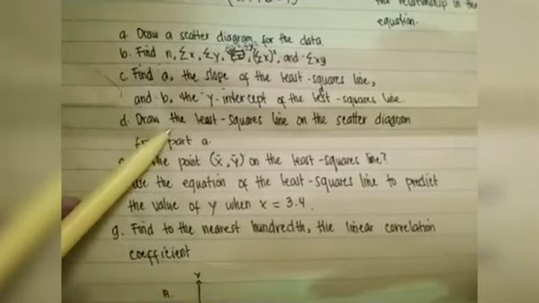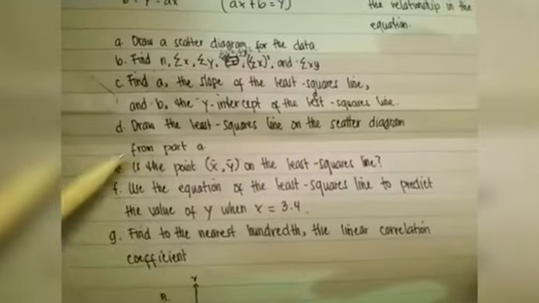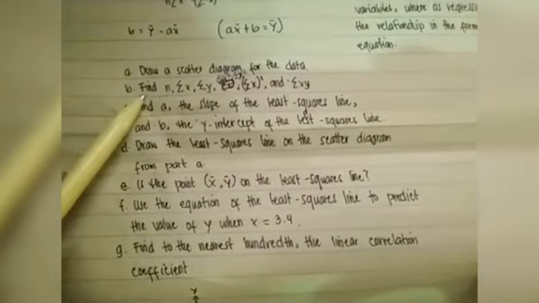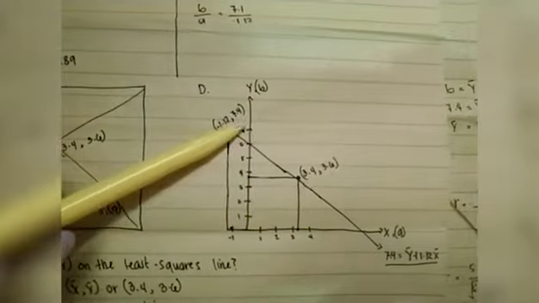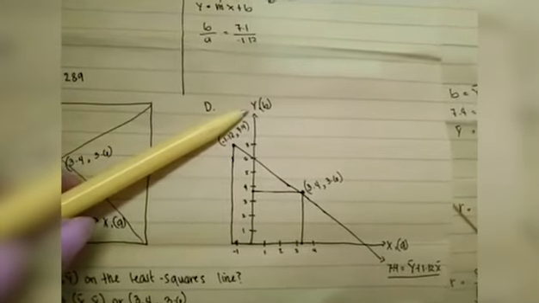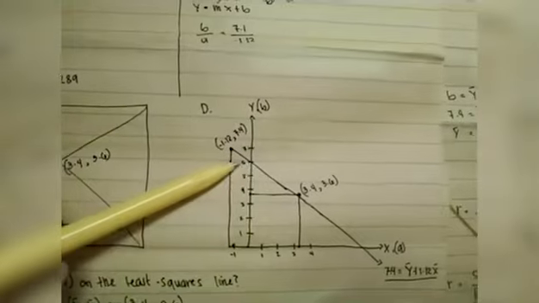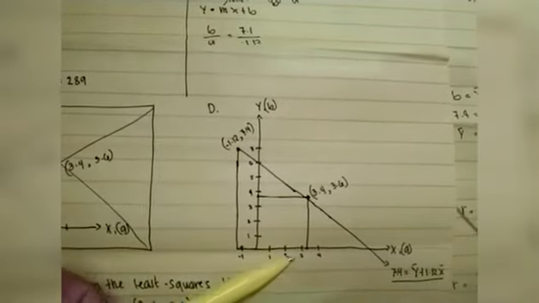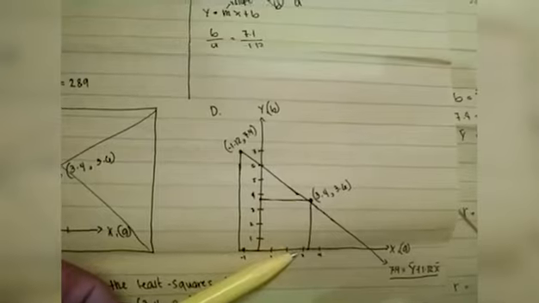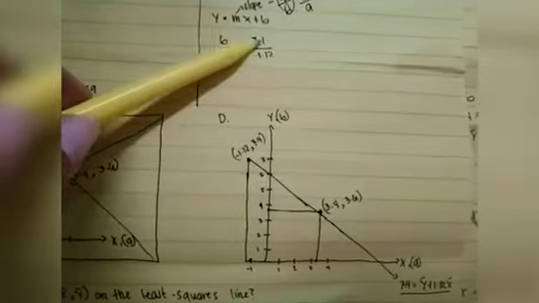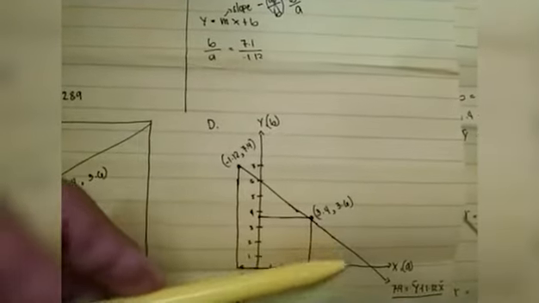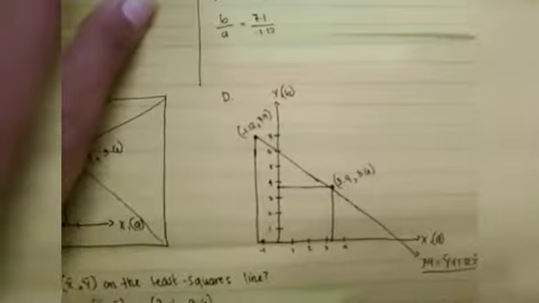Step D. Draw the least squares line on the scatter diagram from part A. So eto. So yung mean of y natin is 6, pinakamataas. Yung x is 3 ba? 3. Yung y natin is 7. Yung x natin is 3. Ito, 3.